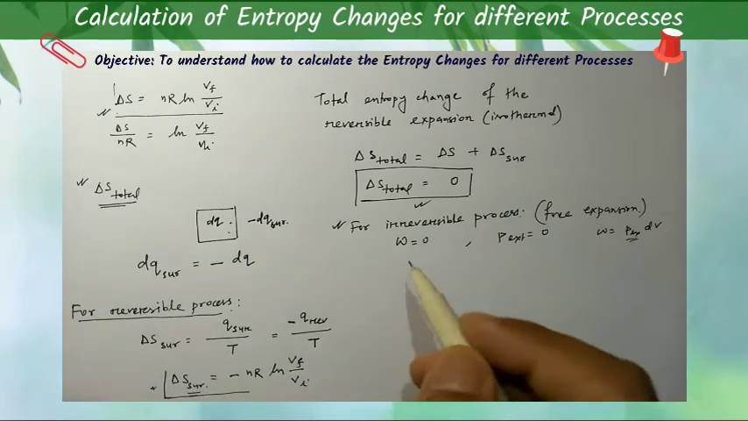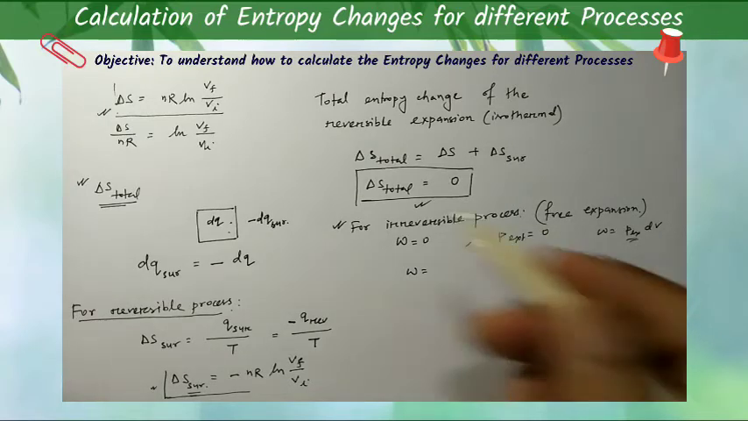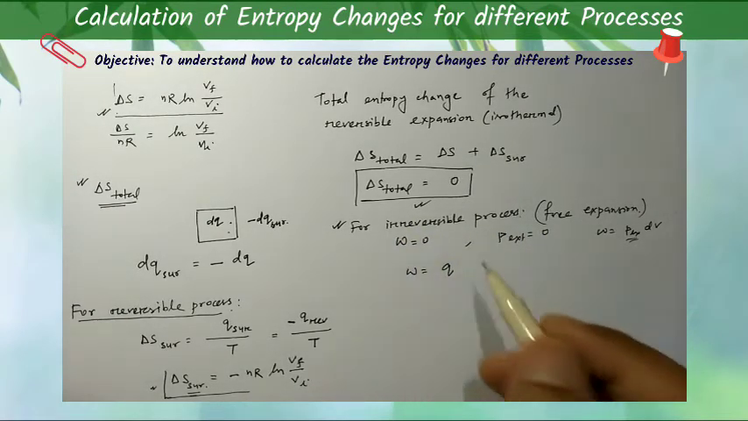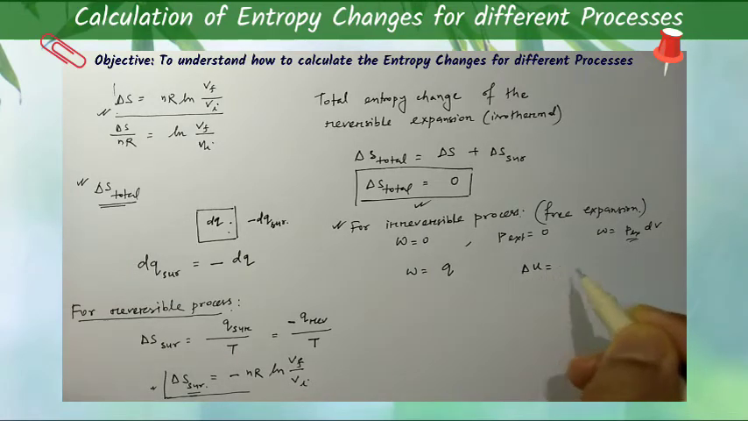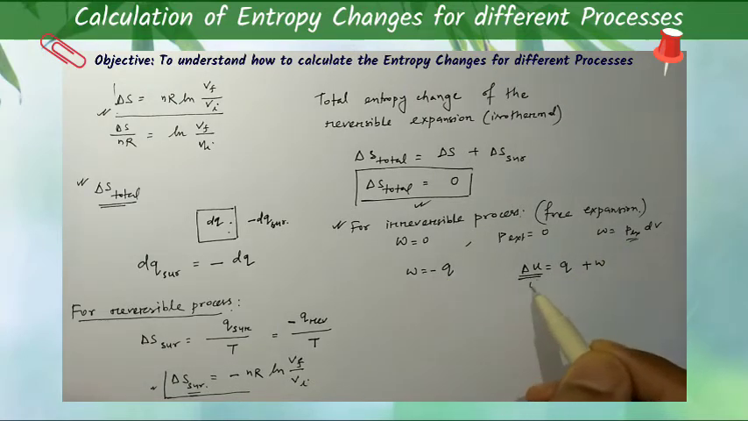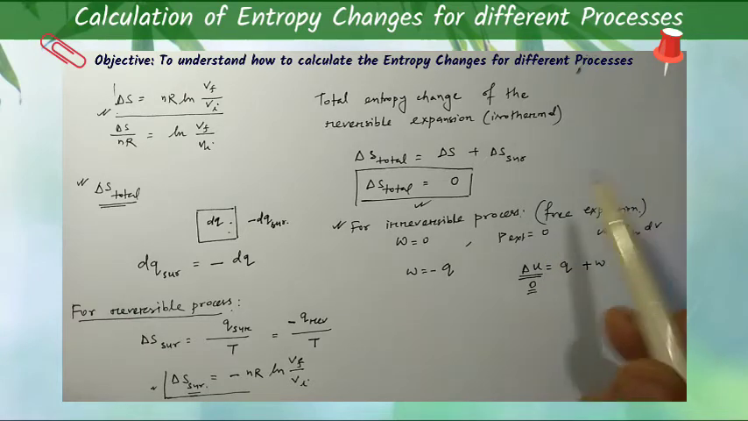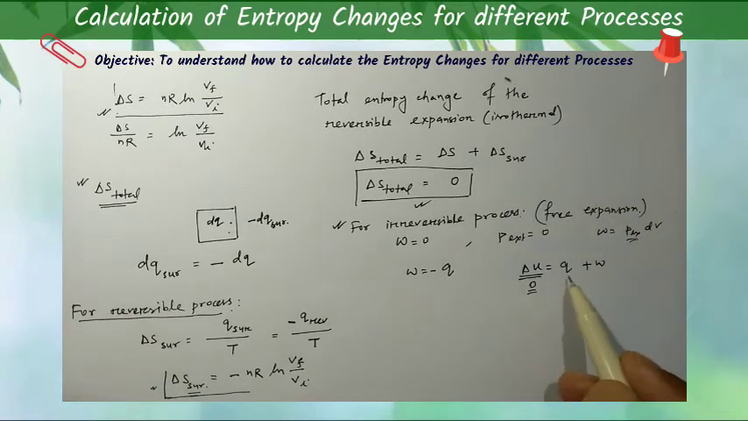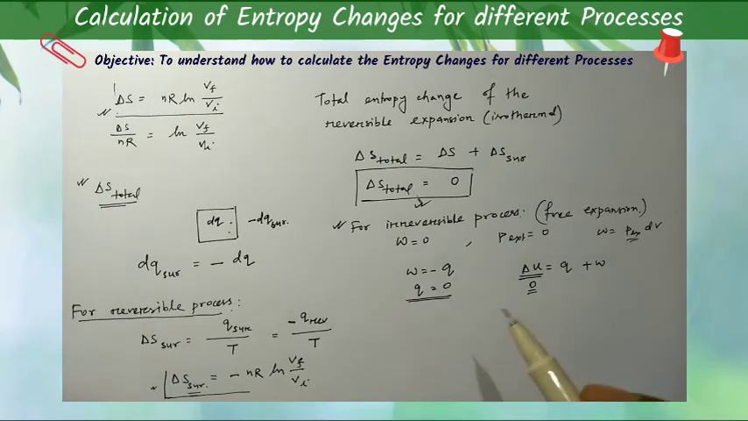Again, from the first law of thermodynamics, del U is equal to Q plus W, but here actually minus. The change of internal energy is equal to 0, because we are not adding any external heat. So Q is equal to minus W, or W is equal to minus Q. Again, we know that W is equal to 0 for free expansion, so Q is equal to 0.